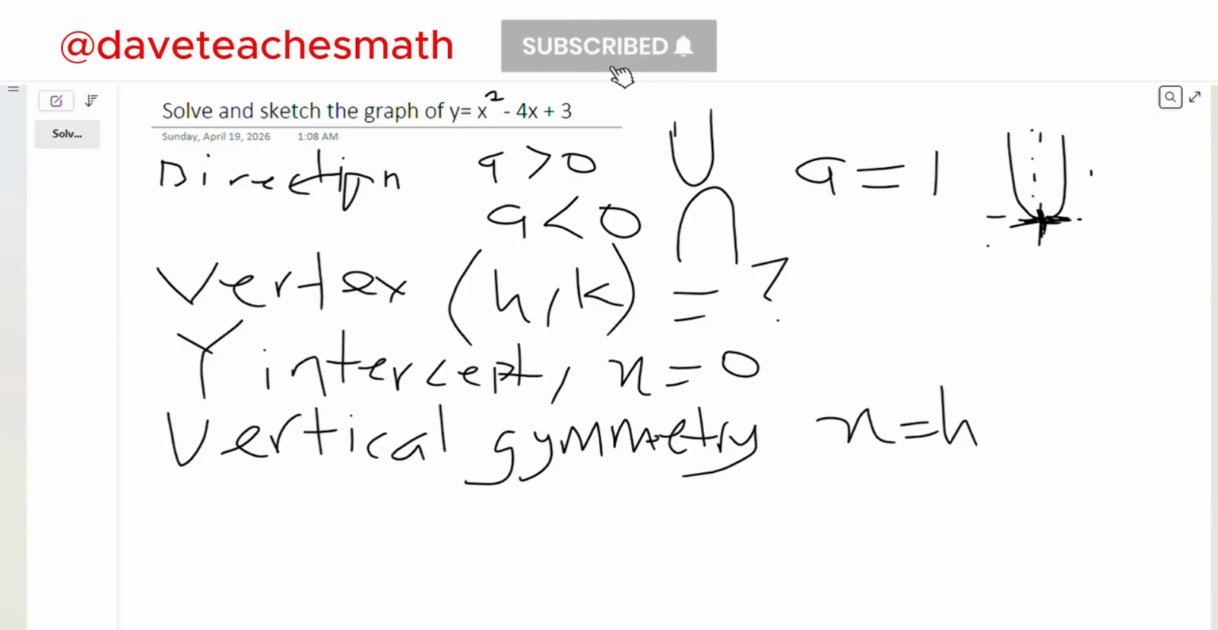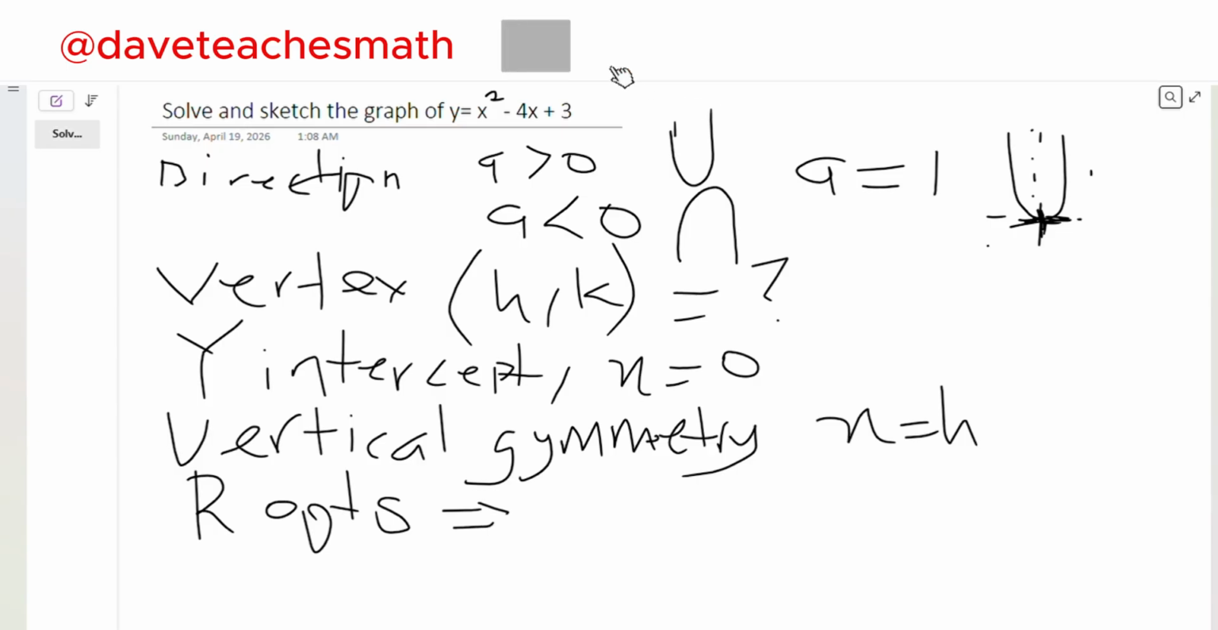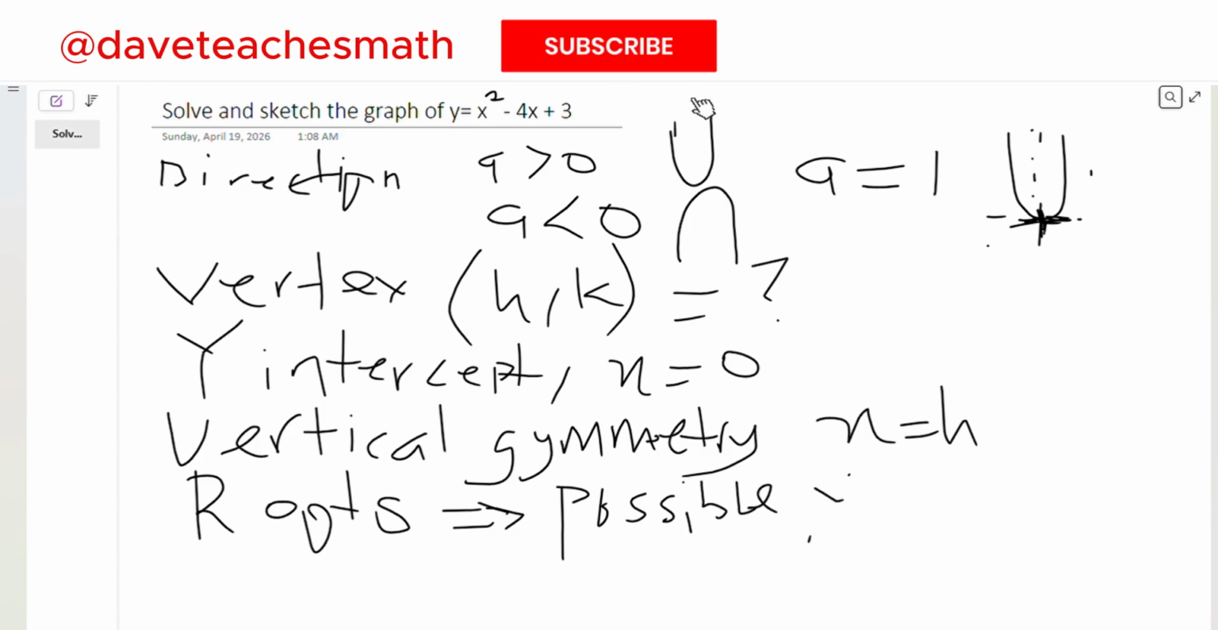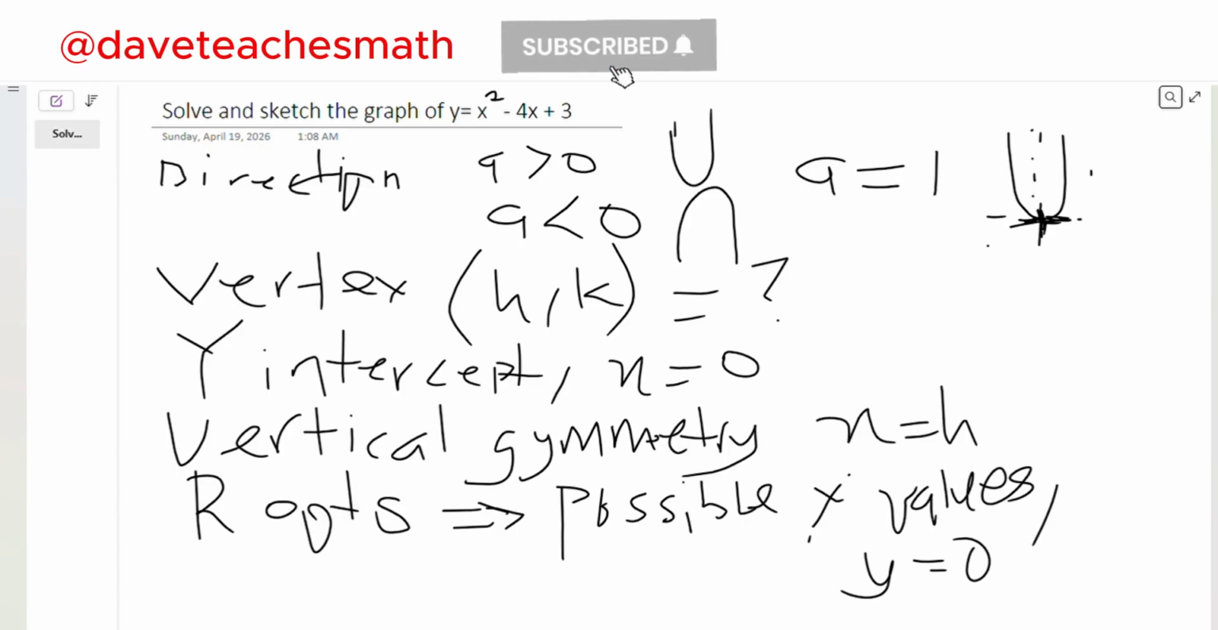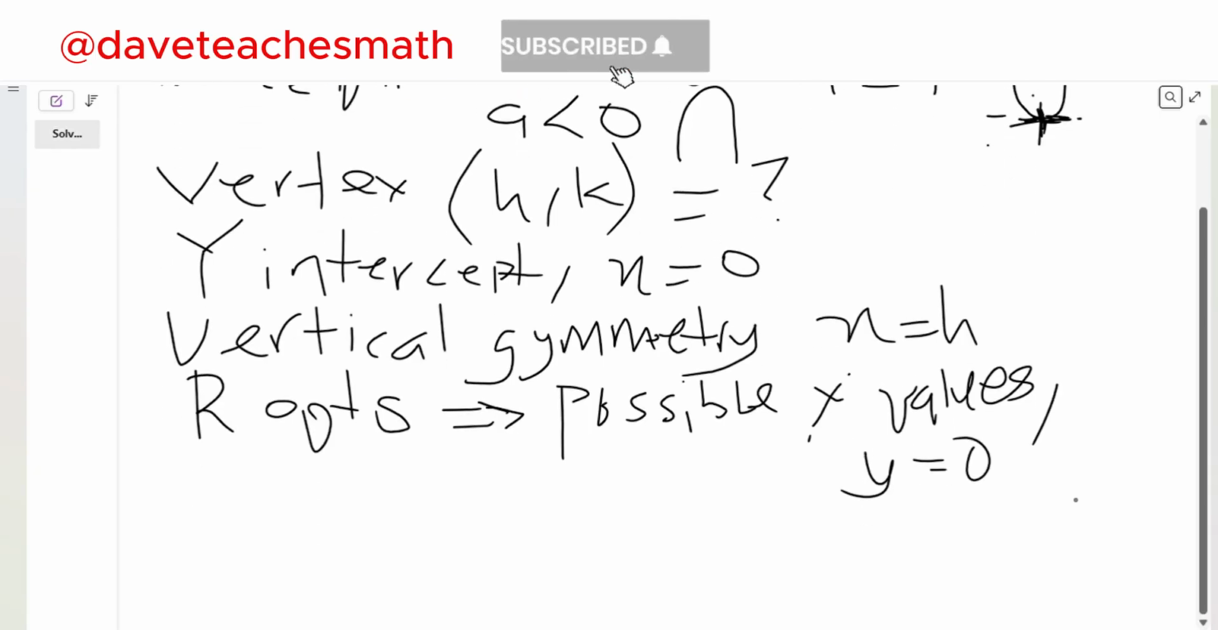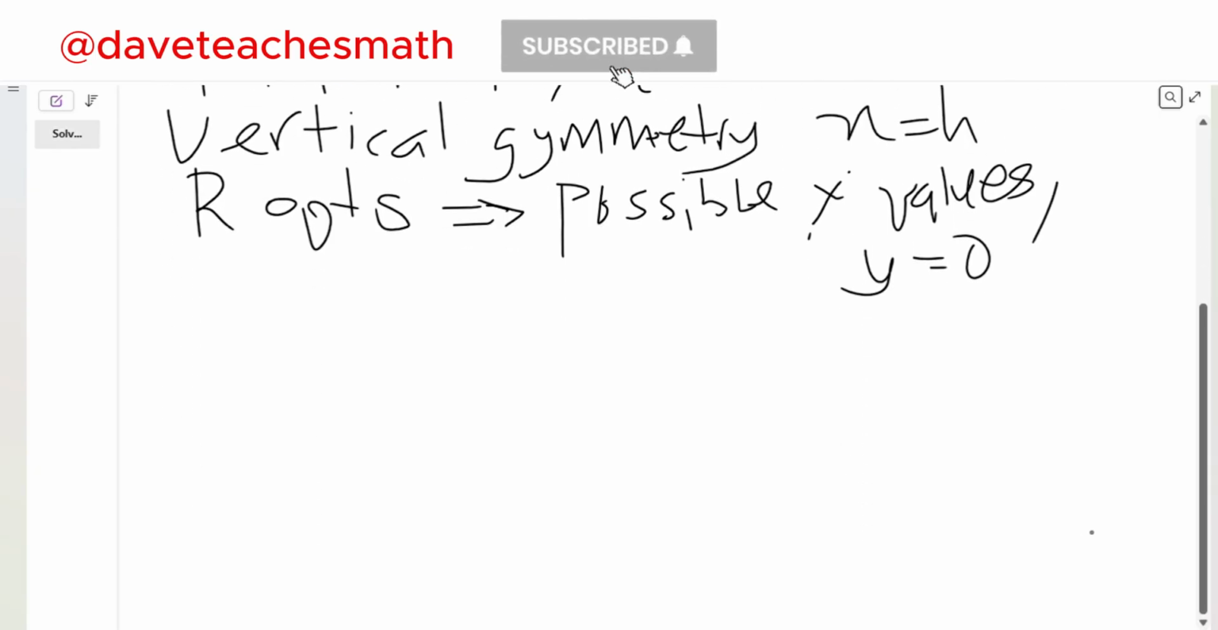Then finally we look out for the roots. And what's the root? The root is basically the possible x values where y is equal to 0. Okay, so this is our outline that we are going to follow to solve this particular question.